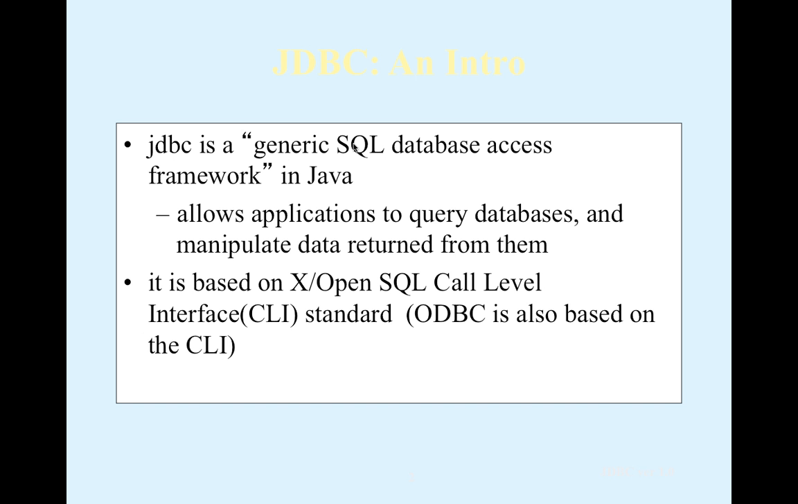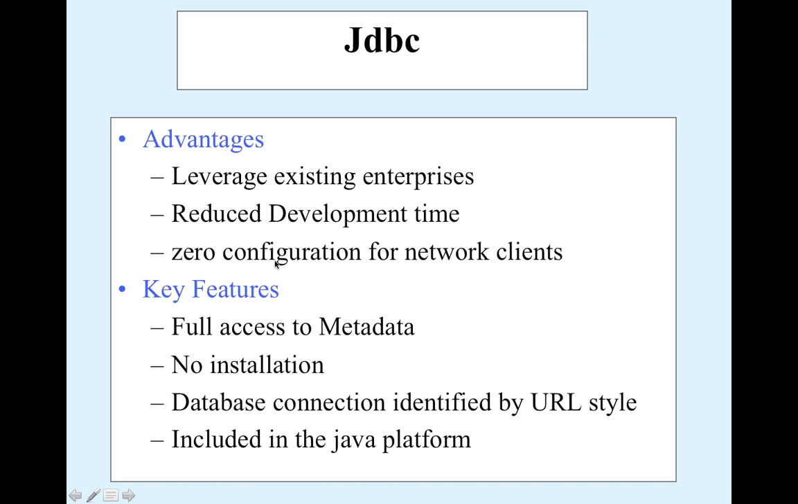So that is what is called a call level interface that we started with. Okay. JDBC advantages: leverage existing enterprises, reduce development time because you need not have to maintain SQL code and all that stuff. You can write SQL somewhere, or you can write it in Java code. You need not have to maintain it in both places. And zero configuration for network clients.